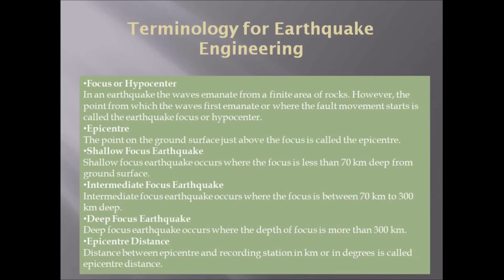Next terminology is a shallow focus earthquake. A shallow focus earthquake occurs where the focus is less than 70 km deep from the ground surface. An intermediate focus earthquake occurs where the focus is between 70 km and 300 km deep. A deep focus earthquake occurs where the depth of focus is more than 300 km.